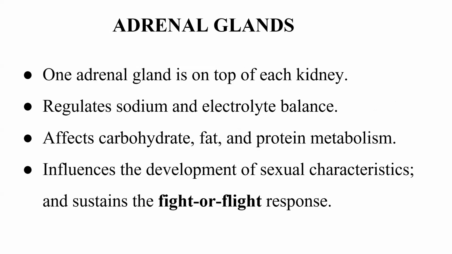Okay, so now let's take the adrenal glands. There are two in number, one located on each of the kidneys. You recall we have two kidneys, one on the right and the other on the left. So the adrenal glands are directly sitting on top of the kidneys. They help to regulate sodium and electrolyte balance. They basically help in regulating sodium and other electrolytes, but basically their function is to regulate sodium.